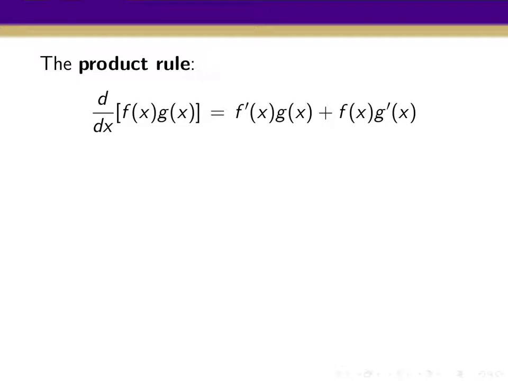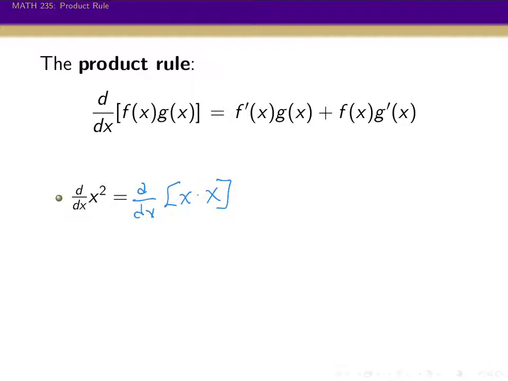Okay, so this is what's called the product rule, because it's telling us how to take the derivative of a product. So the derivative of fg equals f prime g plus fg prime. So let's apply this to the derivative of x squared. I know that we did the derivative of x squared before, but we can think about the derivative of x squared as being the derivative of x times x.